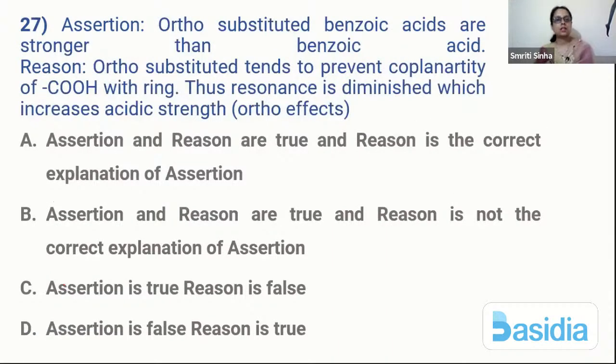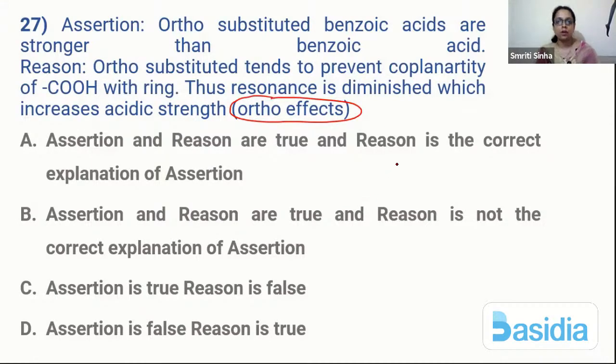Next, assertion: ortho substituted benzoic acids are stronger than benzoic acid. Okay, so they say that ortho substituted benzoic acid is stronger. That is very true, because the conjugate base will be more stabilized, and it will be more acidic. The reason: ortho substituents tend to prevent coplanarity of COOH with the ring, hence resonance is diminished and acidity increases. Correct. So this is called the ortho effect.